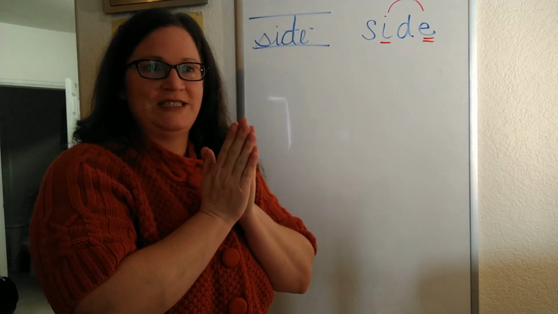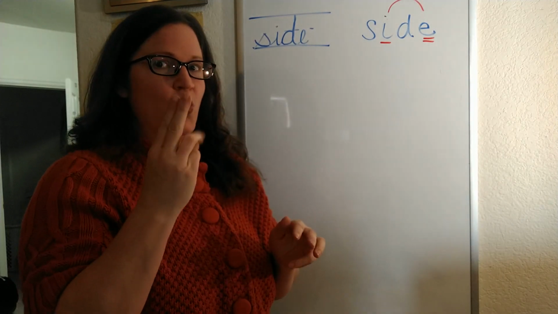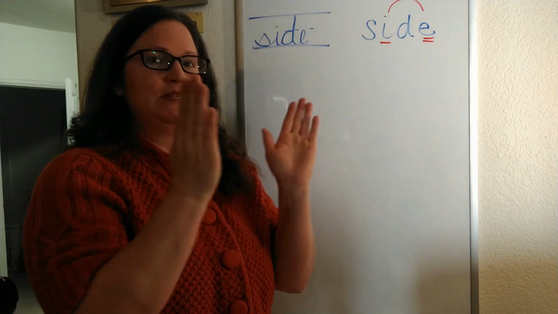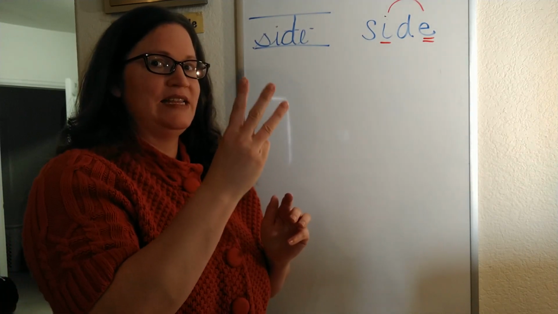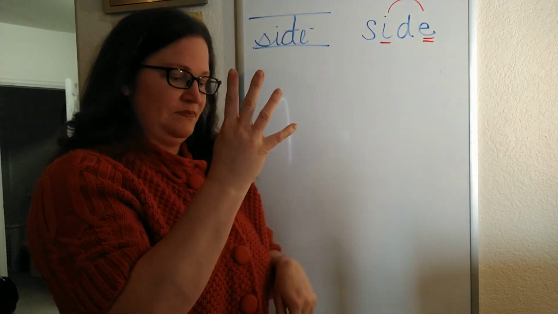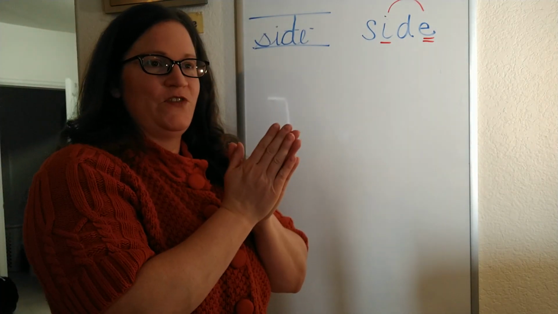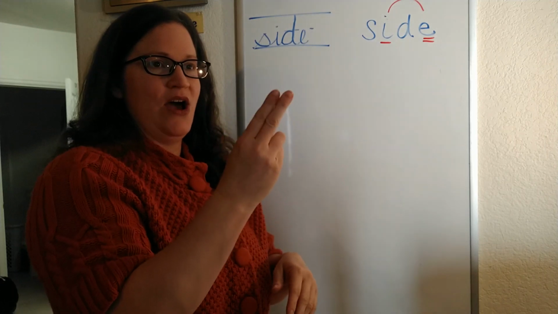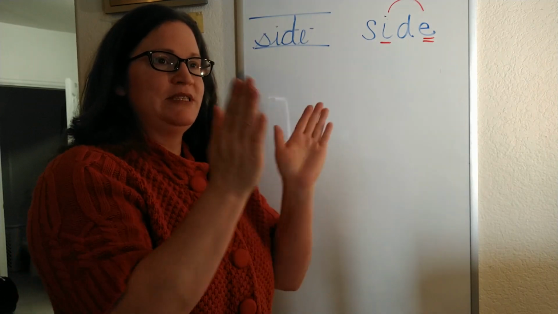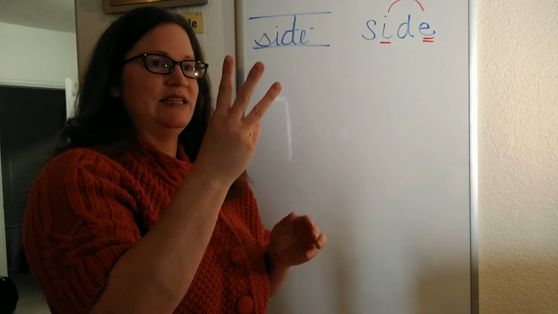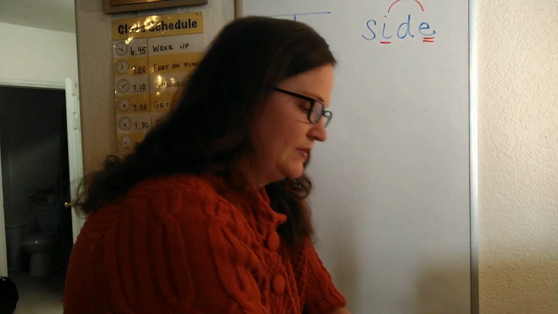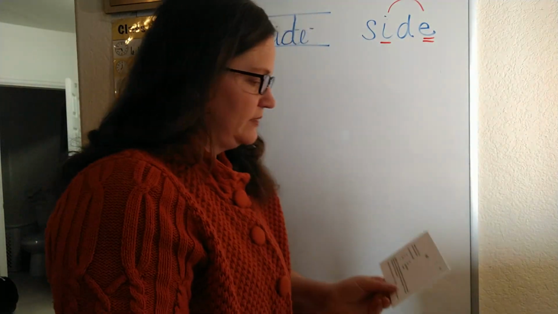Outside. First syllable out, out. Second syllable side, side. Okay, do it with me. Outside. First syllable out, out. Second syllable side, side. Say it as you write it, please.